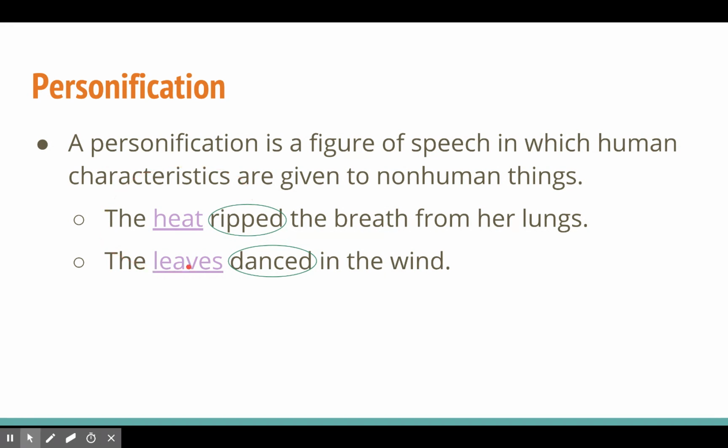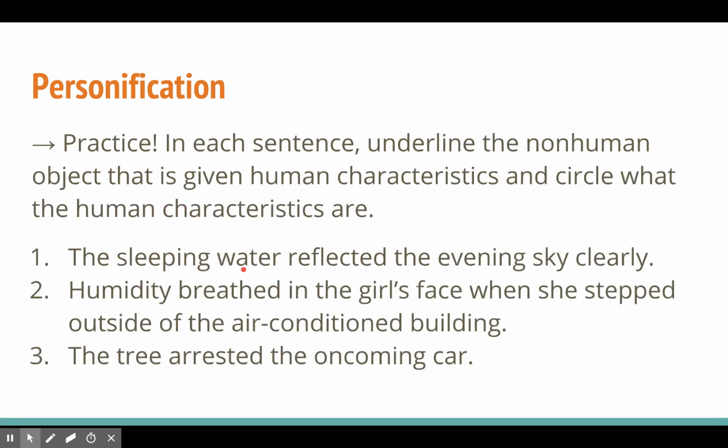And the leaves danced in the wind, same thing. Leaves are being personified. What they're doing is dancing, but they can't actually physically do that. Please go ahead and complete your practices. In each sentence, underline the non-human object that is given human characteristics and circle what the human characteristics are. Go ahead and pause the video while you do that.